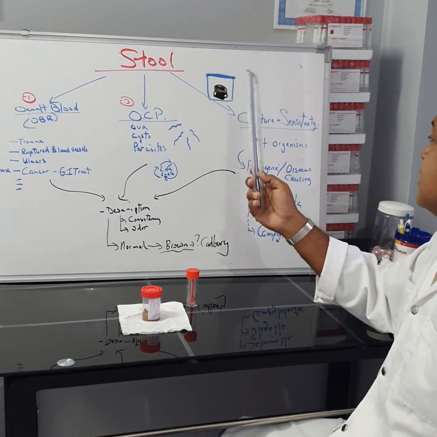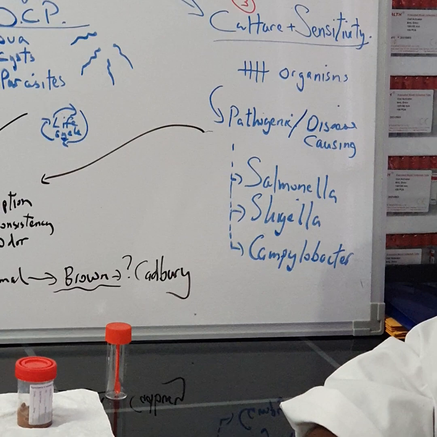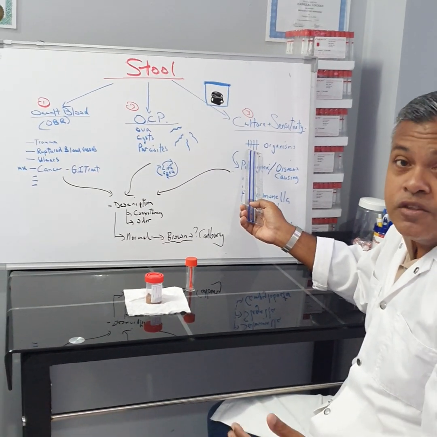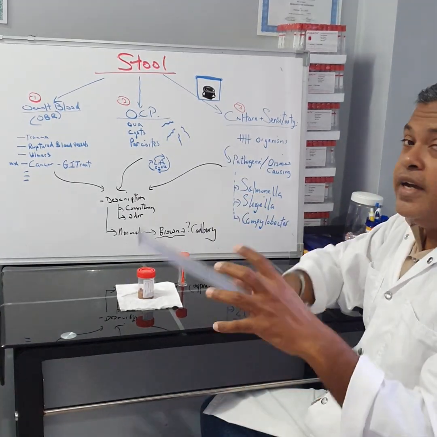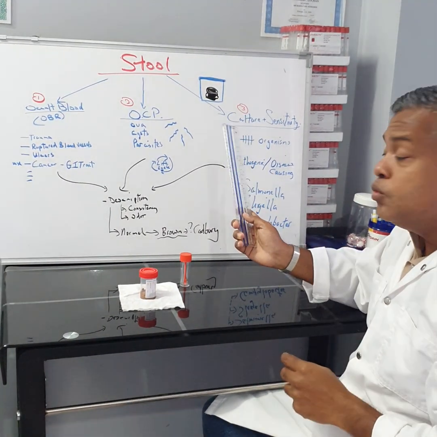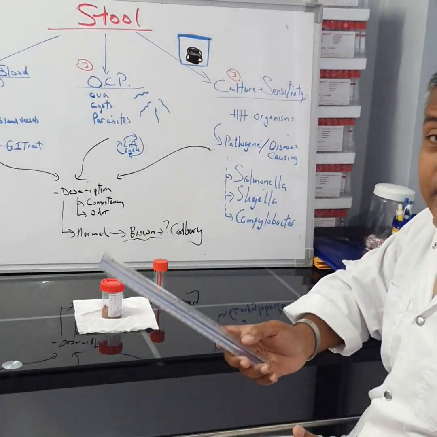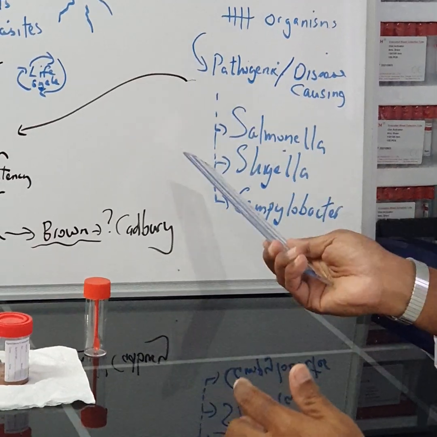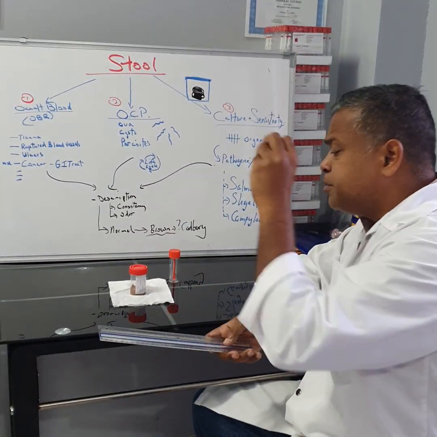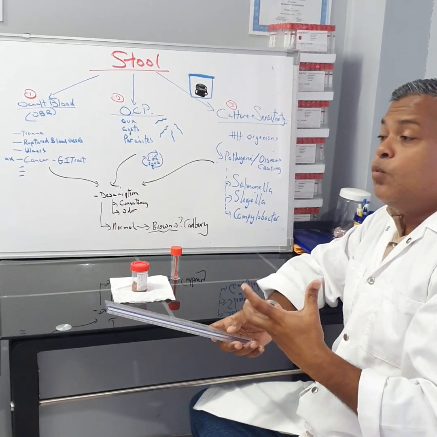The third thing is what is called culture and sensitivity. You may ask yourself, well, yes, there are many different organisms normally found in stool, but there are some pathogenic or disease-causing organisms you can find in stool. Some of them are Salmonella, Shigella, and Campylobacter, and these are pathogenic or disease-causing organisms. So, yes, we take a specimen of the stool and we culture it onto agar plates, and we look for particular growth.